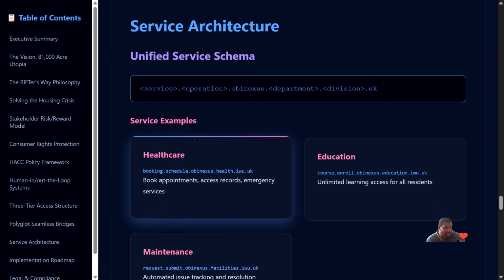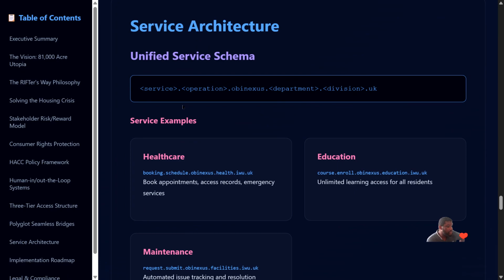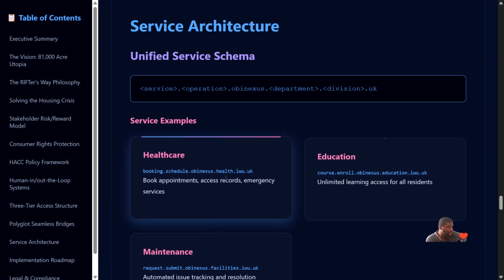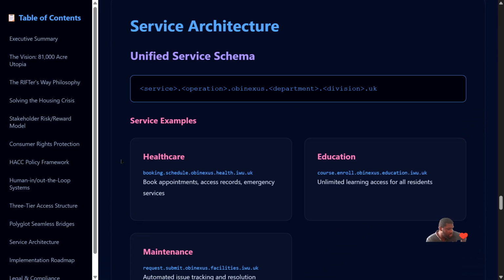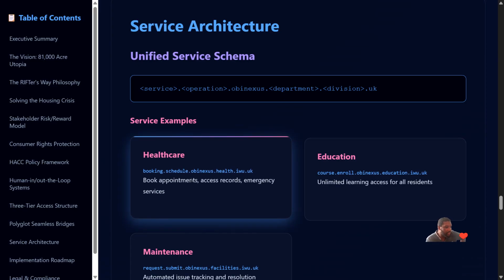So this is how the schema works. Service.operation.obnxs.division, department.division.code.uk. I'm going to add the country, because we get our entire government to change their own constitutional clause. For my healthcare, this is booking.shadow.obnx. You don't have to go here directly.